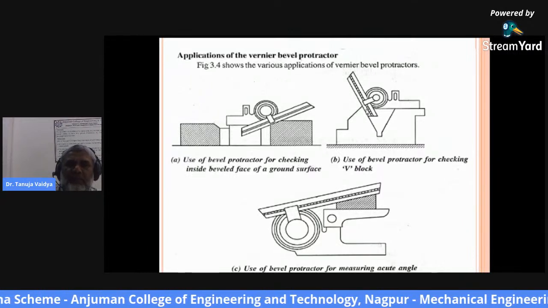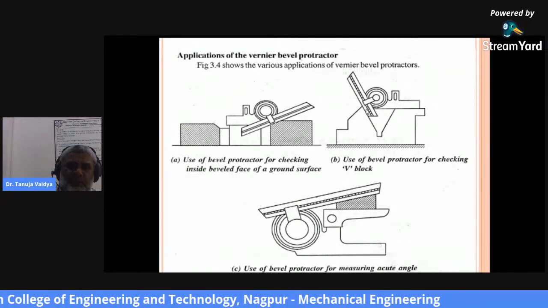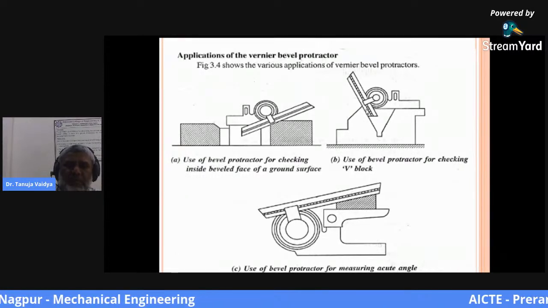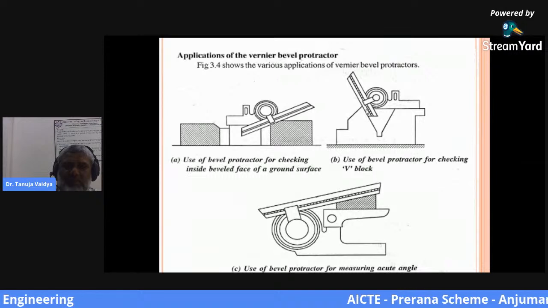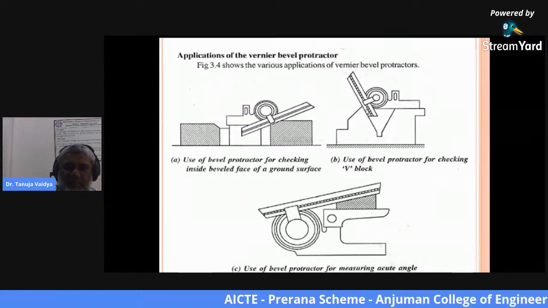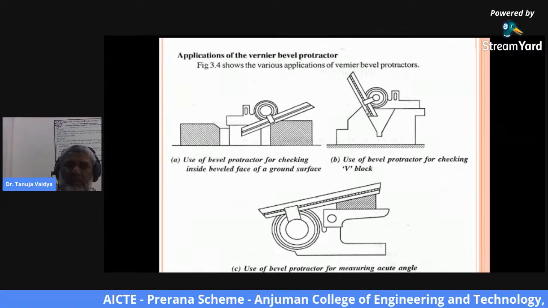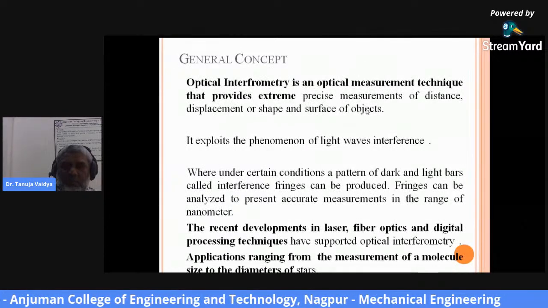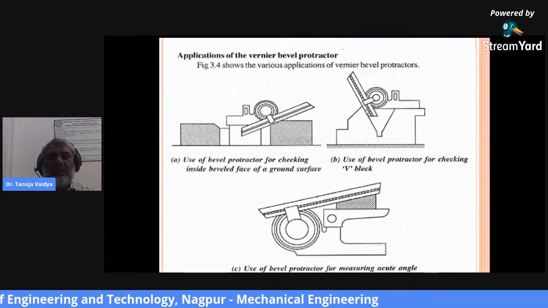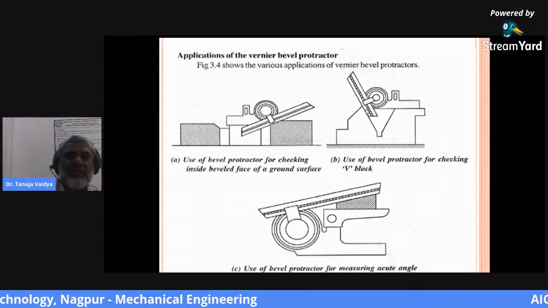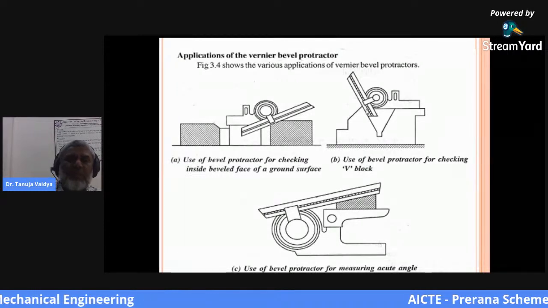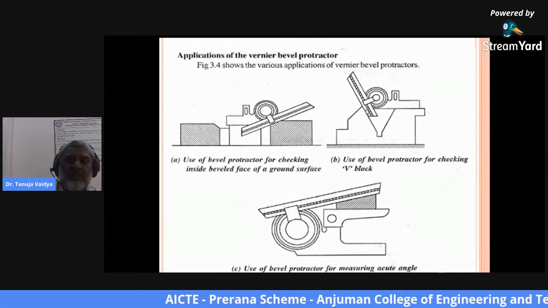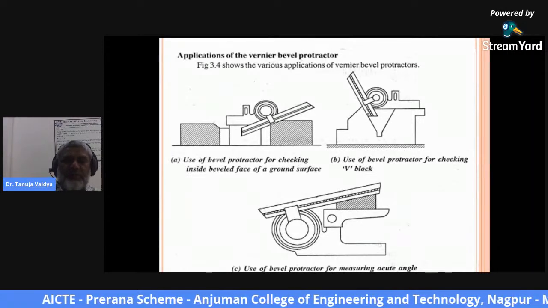The application of the vernier bevel protractor is shown over here. Here in diagram A, the bevel protractor is used for checking the inside beveled face of a ground surface. Similarly, in B and C, you can see how the vernier bevel protractor is used. In general, these are some of the instruments which we use in metrology, and they come under the category of precision instruments as well as non-precision instruments.